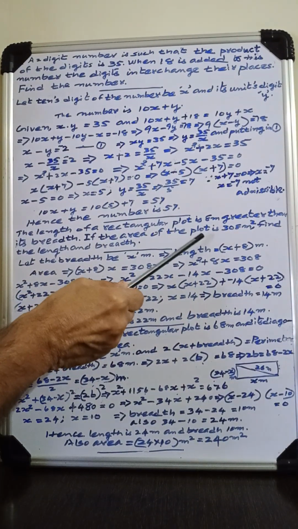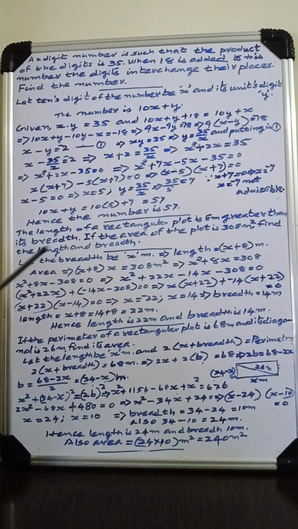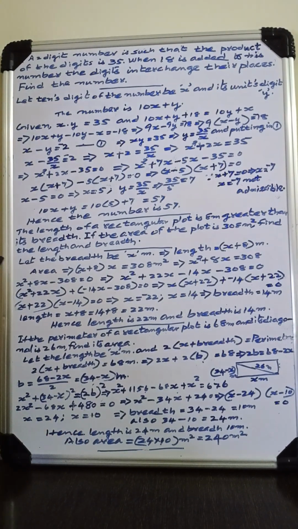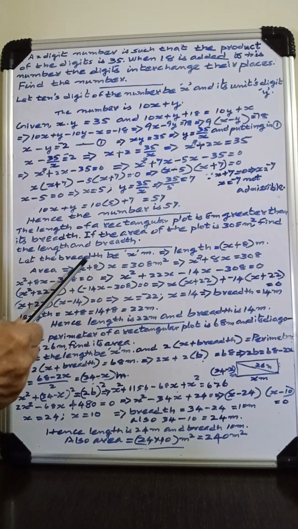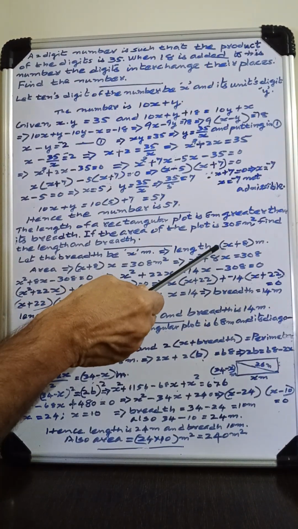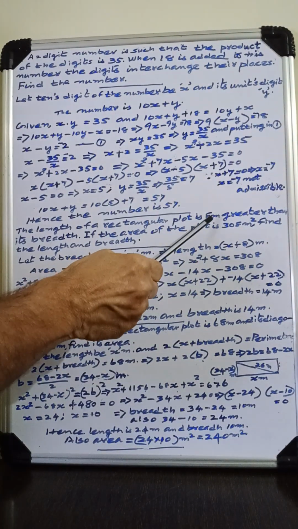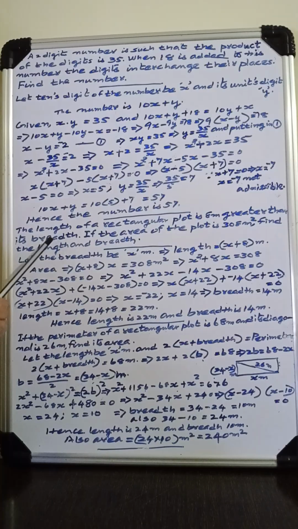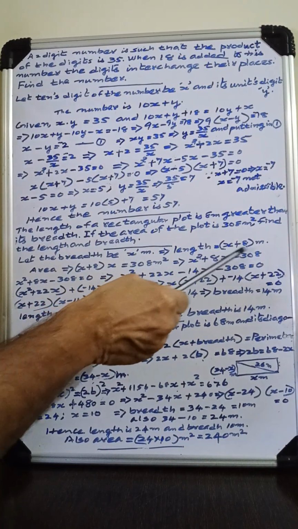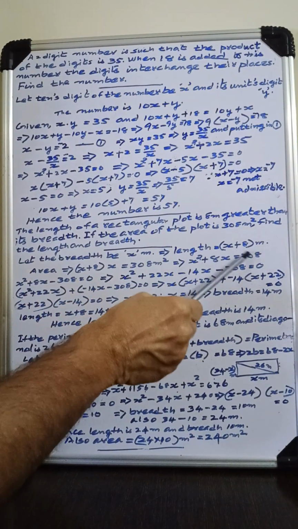If the area of the plot is 308 meters squared, find the length and breadth. Let the breadth be x meter. Therefore, length equals x plus 8 meter. Length is 8 meter greater than its breadth. Breadth is x. Therefore, length is x plus 8 meter.